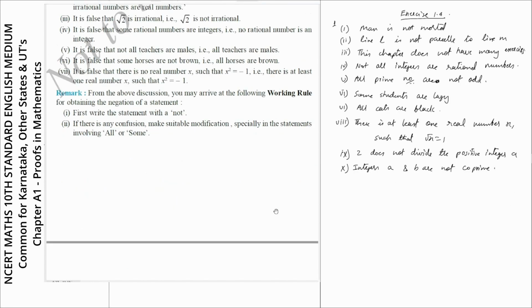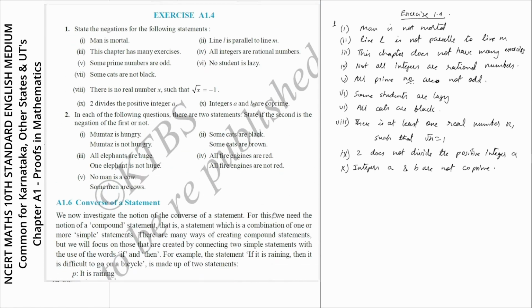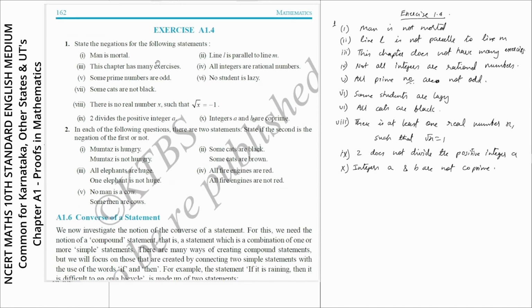Next is exercise A 1.4. State the negation of the following statements. So answer already I have given here. So I'll be explaining why such answers have been given. So man is mortal. So man is mortal means man has death. Okay, one day man has to die. So this is true for any person. So to make this false, we'll add one word extra, that is not. Okay, man is not mortal is the negation.